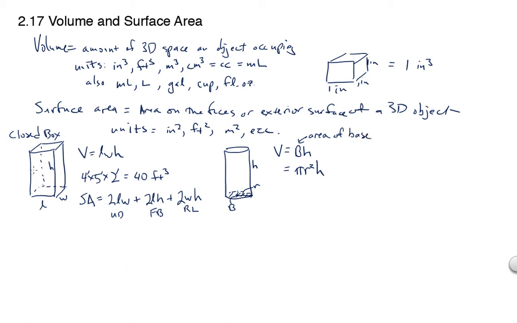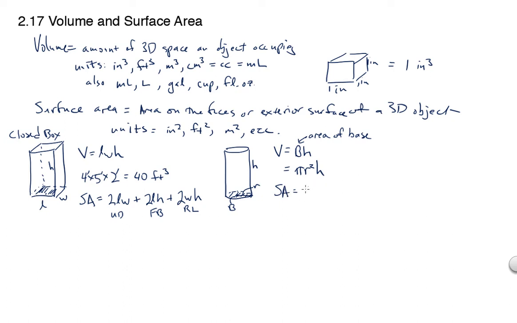You can see that in our formula for the closed box. The area of the base of our closed box is length times width. And you multiply the area of that base times height, you get base times height. So you get the same formula. So in some sense, a closed box is a square-shaped cylinder.